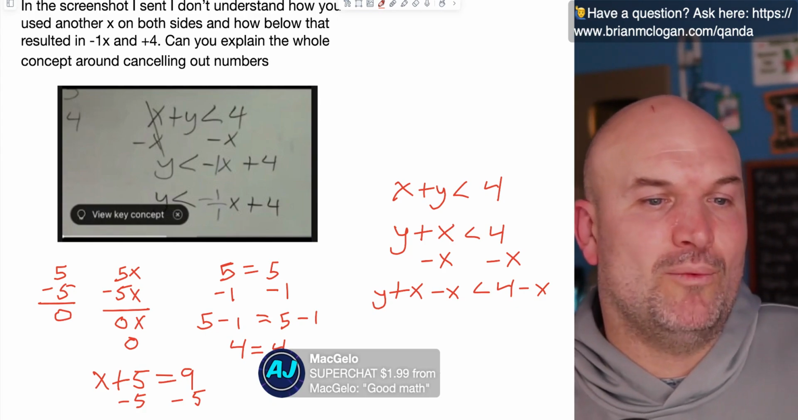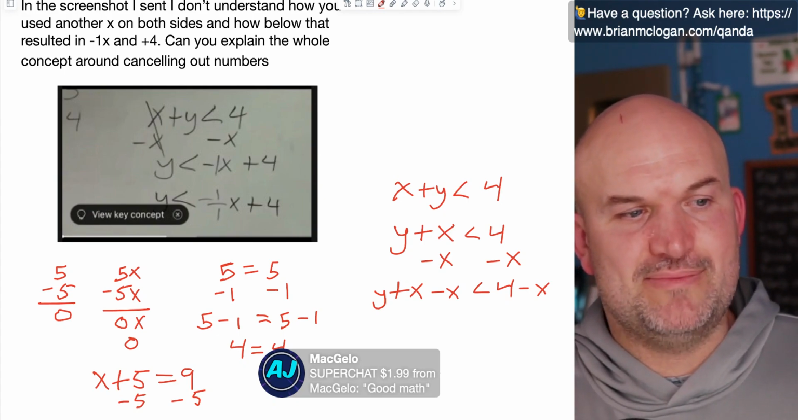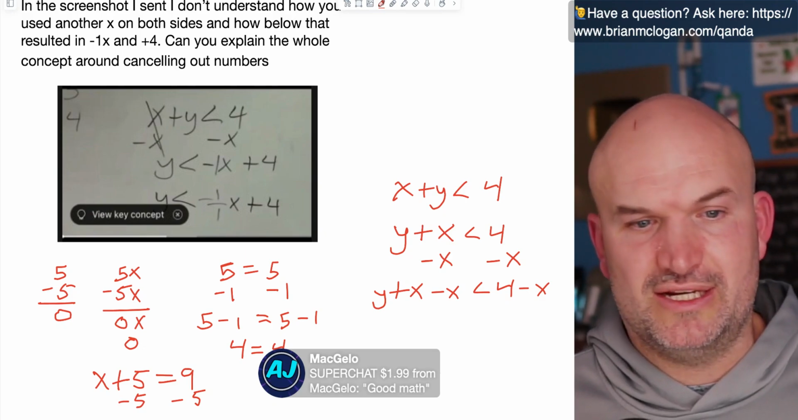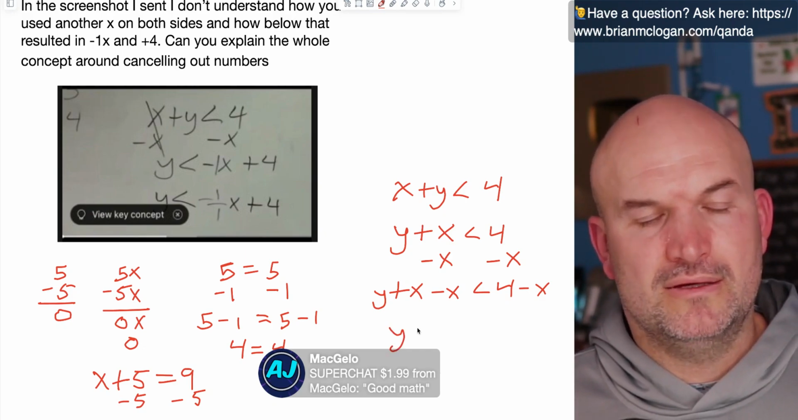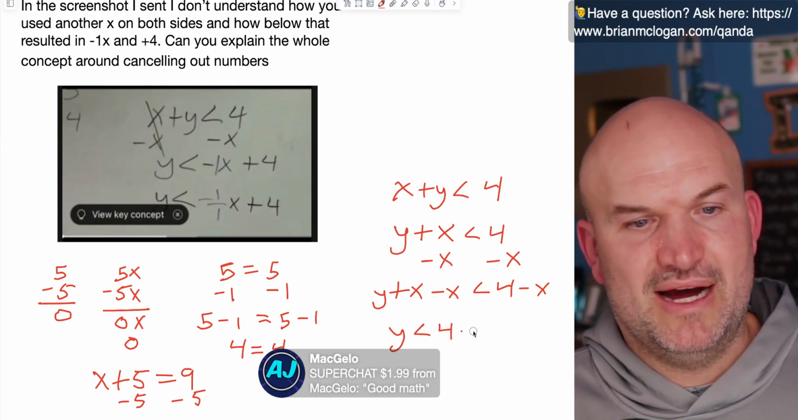So in this case, I have y plus x minus x. Well, again, just like over here, 5x minus 5x is going to be 0x. So x minus x is going to be 0x, which is just going to equal 0. So that's how I get y plus 0 is just y, less than 4 minus x.